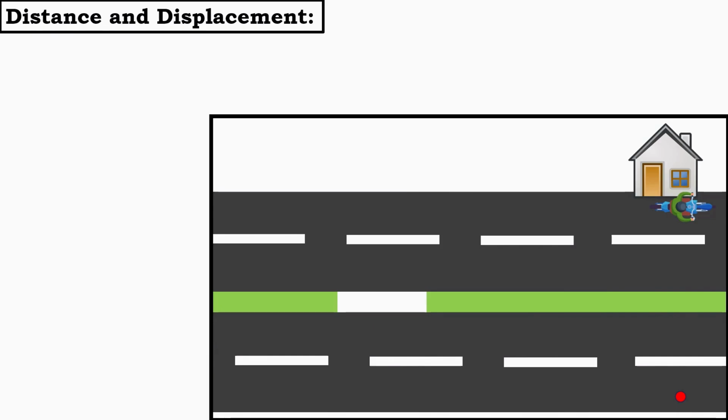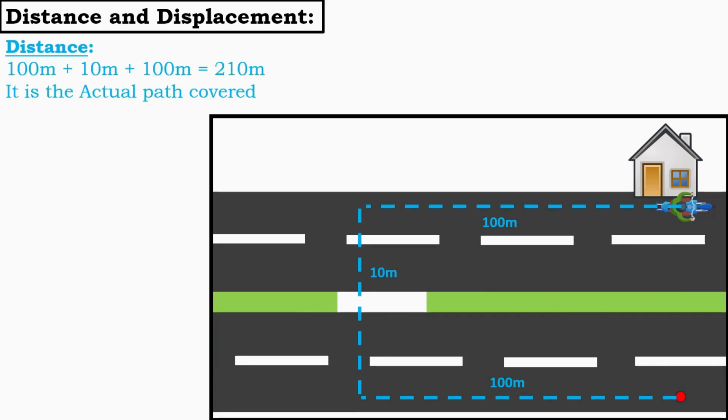Let's say each side of the road is 5 meters wide, so the total width is 10 meters. And the next intersection is 100 meters away. So you ride 100 meters forward, cross the road for 10 meters, and then ride 100 meters back. The total distance you traveled is 100 plus 10 plus 100, which is 210 meters.